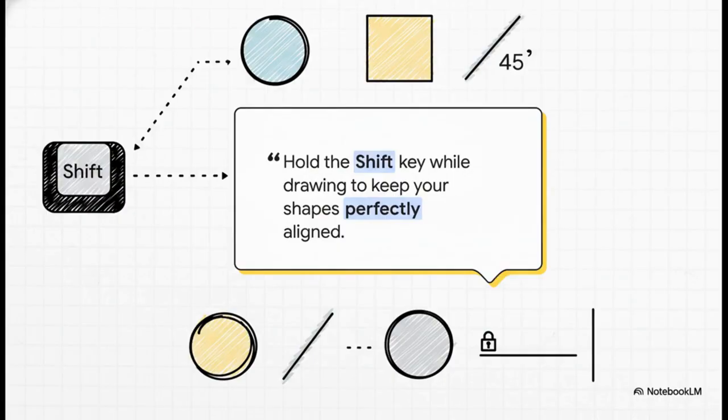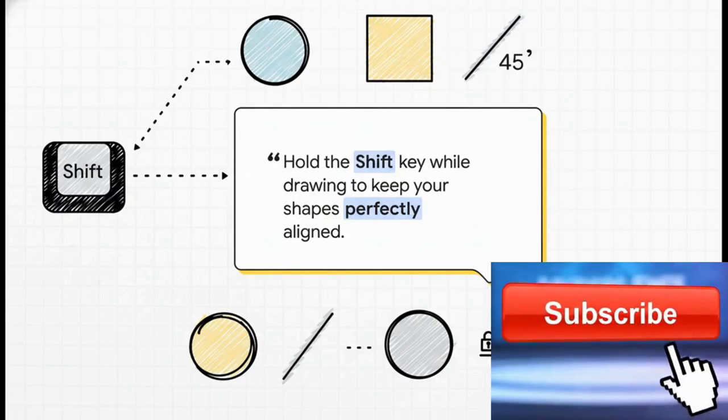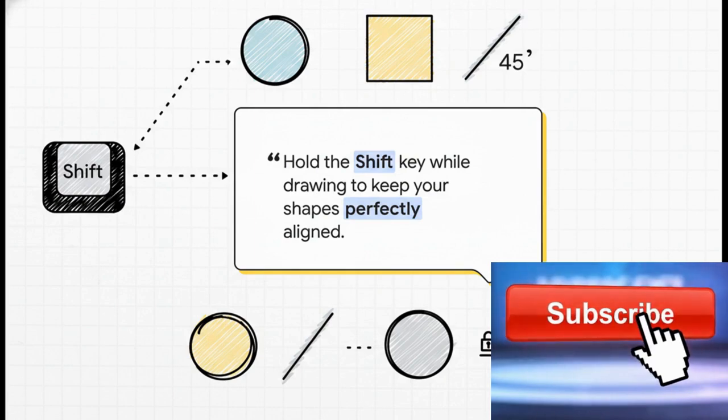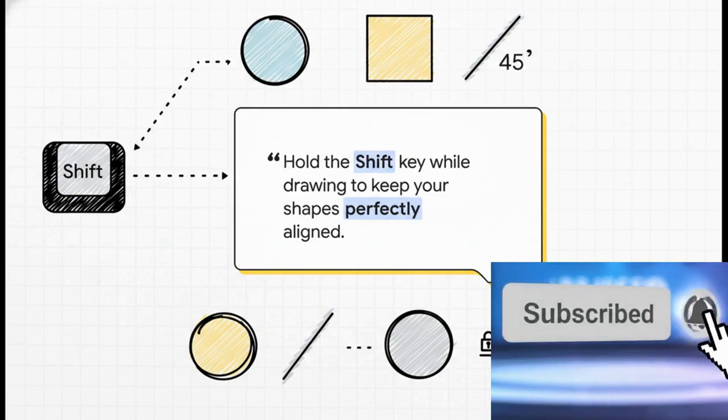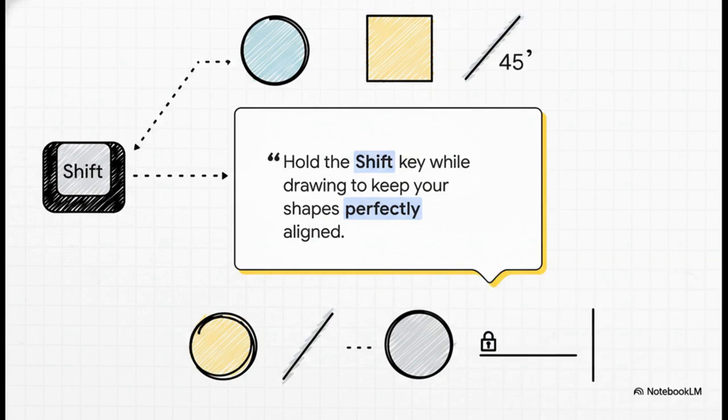Now listen up. If you only remember one thing about drawing, please let it be this: hold down the Shift key. It's like a magic button. It forces your lines to be perfectly straight, and it turns your wonky ovals into perfect circles. This is, without a doubt, the secret to making your drawings look professional.